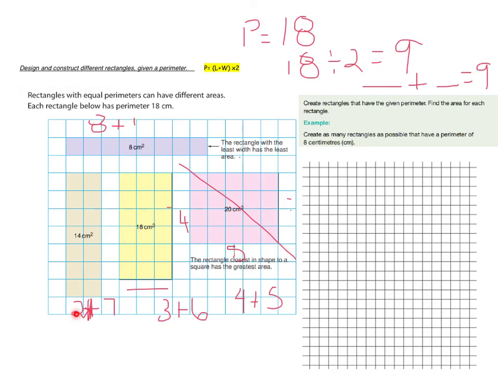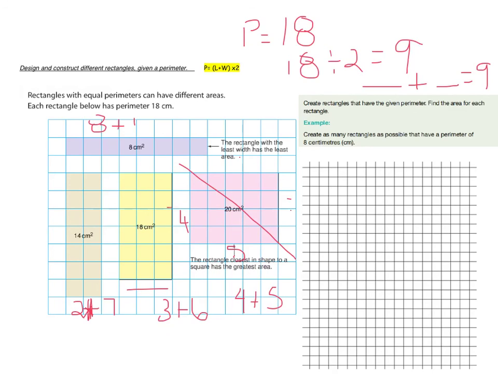It's 1, 2, 3, 4, 5, 6, 7, 8, all the way up to 9. And when we figure out that these actually do have a perimeter of 18, we can see that those are all possible rectangles. So if we look, 8 plus 1 is 9, plus the other 9 on the other side is 18. Yes, it has a perimeter of 18. Let's check this one. 2 plus 7 is 9. Plus another 2 and another 7 is 9. 9 plus 9 is 18. Yes, it has a perimeter of 18.